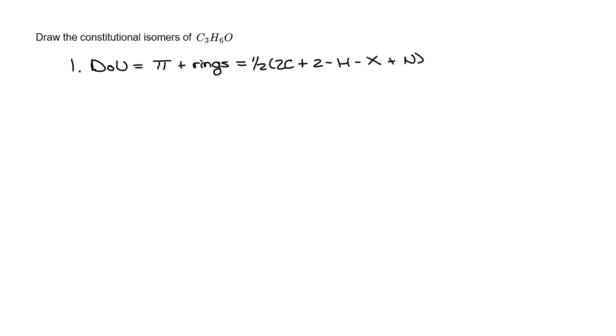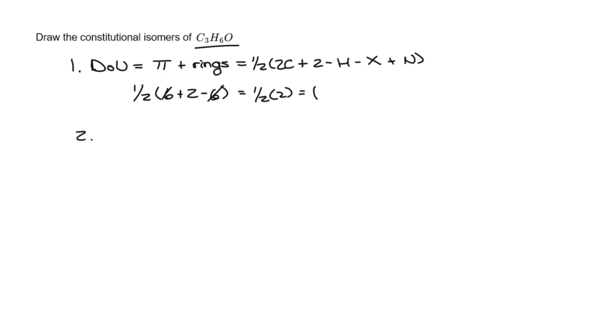So we're going to go ahead and calculate the degree of unsaturation for this compound here. So we've got 1/2 times (2 times the number of carbons, which is 3, so 2 times 3 is 6, plus 2, minus the number of H, which is 6), giving 1/2 of 2, which is 1. So this compound can have either 1 pi bond or 1 ring.